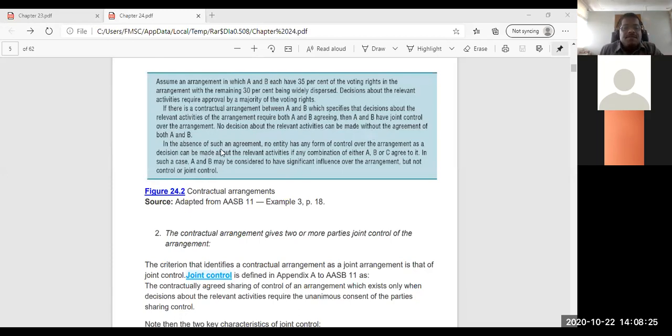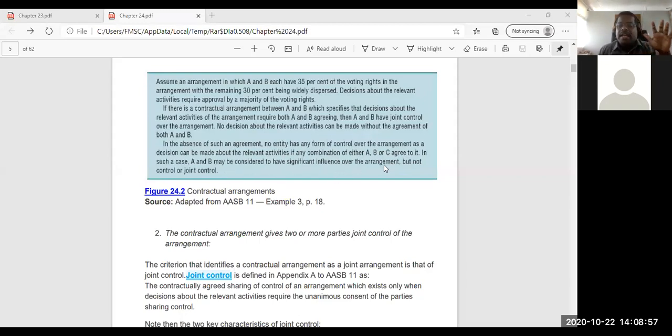In the absence of such an agreement, suppose no entity has any form of control over the arrangement, and a decision can be made about the relevant activities if any combination of A, B or C agree to it. Any combination, either AB, AC, BC. Then it is not a joint arrangement. A and B may be considered to have significant influence over the arrangement, but not joint control.